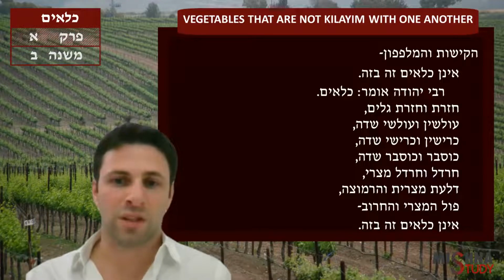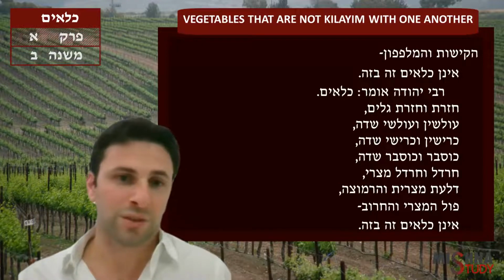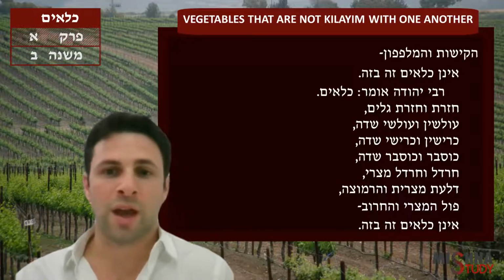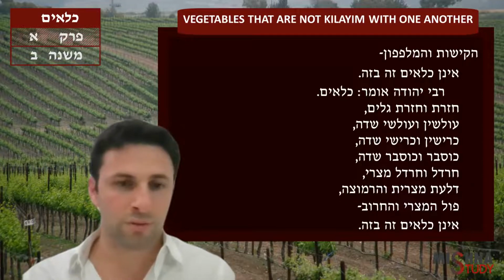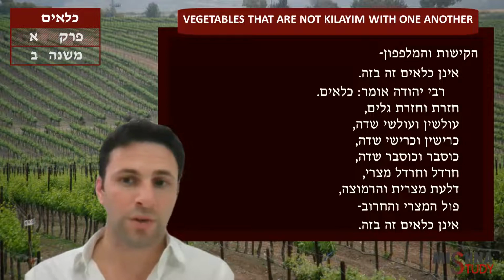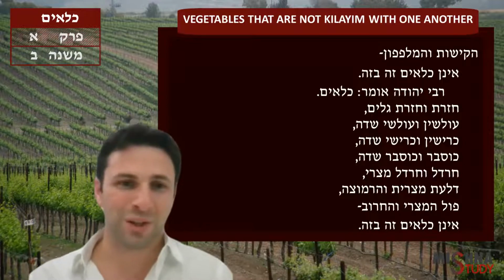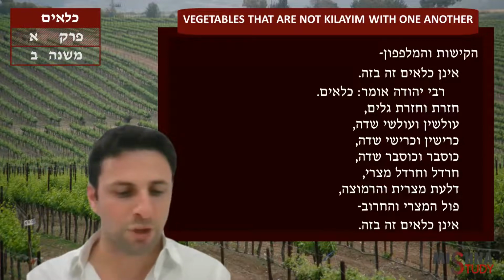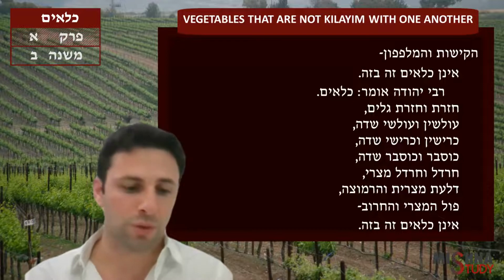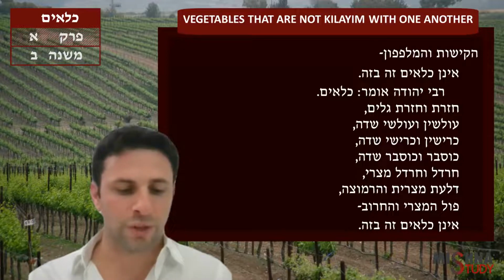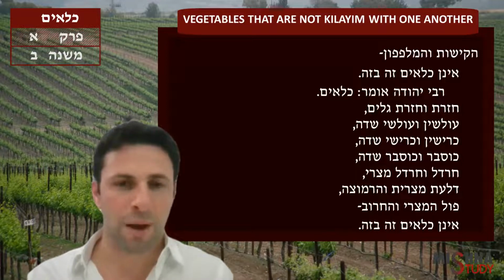Ful hamitzri. So ful is literally fava bean, and haruv. Over here, haruv, it's not the carob, because that is very different than a ful. So that actually would be kilayim with one another. But the haruv over here that's mentioned in the Mishna, it's a type of Egyptian ful, and it's called a haruv. That's what the Yerushalmi explains. Harambam brings it over here in his Perush. So all these are not kilayim with one another.